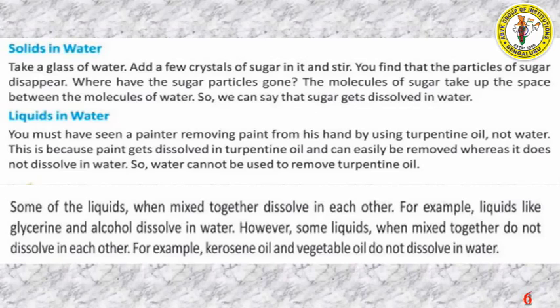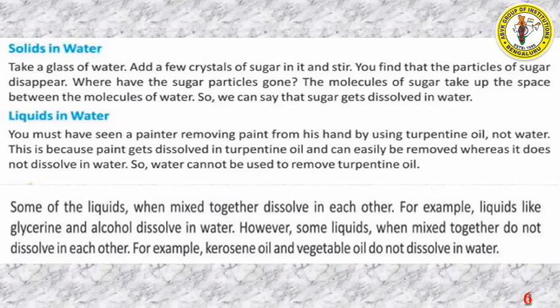Some of the liquids when mixed together dissolve in each other. For example, liquids like glycerin and alcohol dissolve in water. However, some liquids that mix together do not dissolve in each other. For example, kerosene oil and vegetable oil do not dissolve in water. So this concept is nothing but you have two types of liquids: miscible liquids and immiscible liquids.